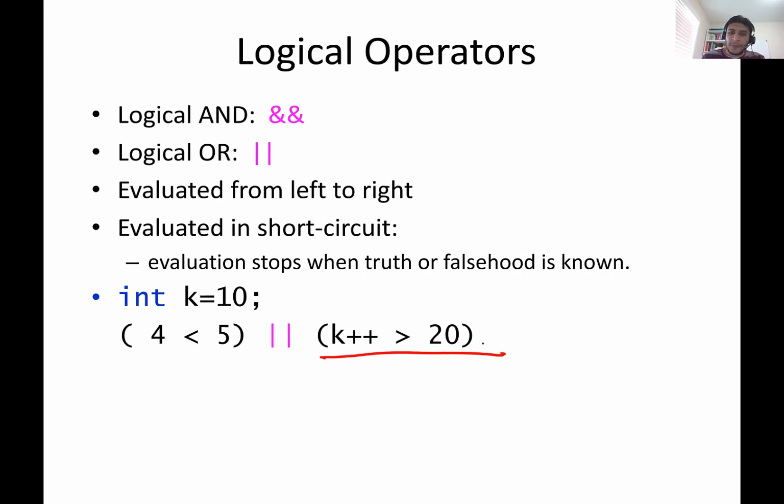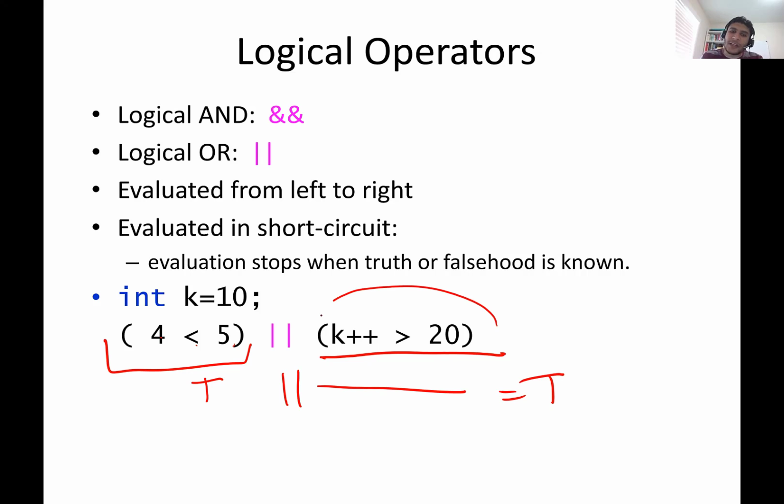Let's take an example. And I guess this is maybe very similar to the example we had in the last lecture. Assume here I'm saying 4 less than 5 or something. According to what we discussed last lecture, this always evaluates to true. True or anything is true. Thus, the compiler is really not going to evaluate this expression at all, which means the post increment is not even evaluated. So if initially K was 10, after this expression, K would still be 10. Good.